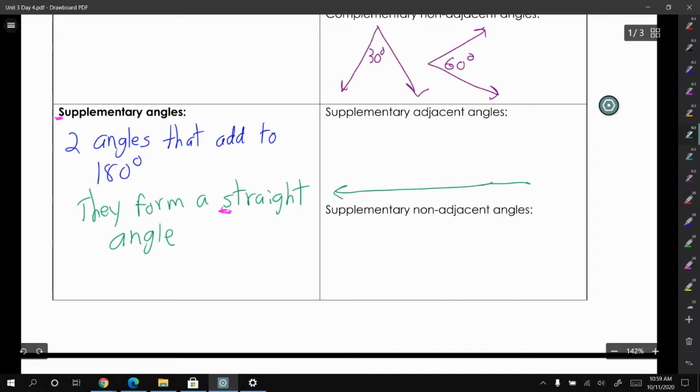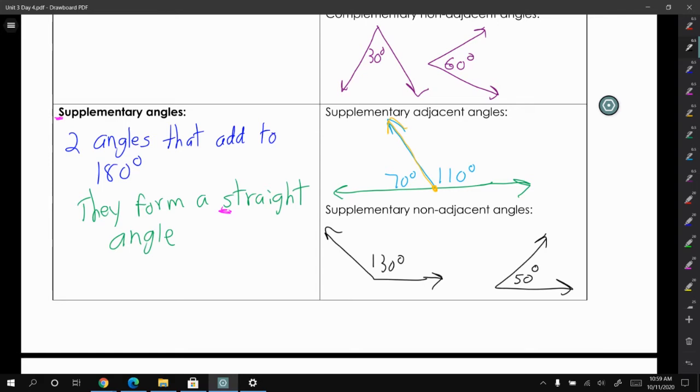And we most commonly will see them like as a line like this. One angle is 70 degrees and the other one is 110 degrees. Those two angles are supplementary and adjacent because they share this vertex and this ray. And then you could have supplementary angles that are non-adjacent. 50 plus 130 equals 180. So these two angles are supplementary, but they are non-adjacent.